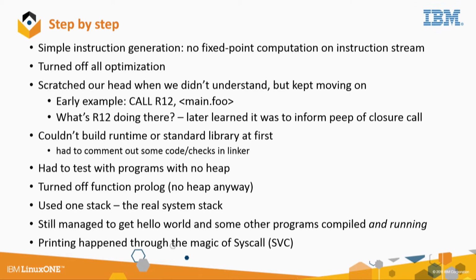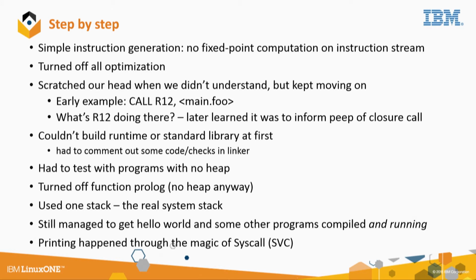For a long time, I didn't know why there was sometimes call R12 and then an address. What's the R12? I didn't actually know what that meant. That is the register associated with closures. And that call instruction is when you're calling a closure and you're telling the peephole optimization not to optimize away R12 because it's really important. So that's the kind of fumbling around trying to figure these things out.